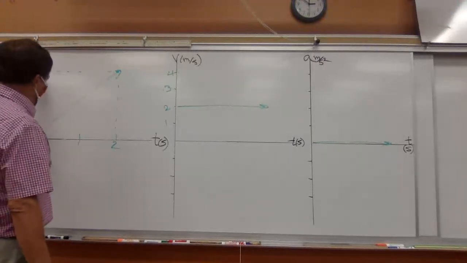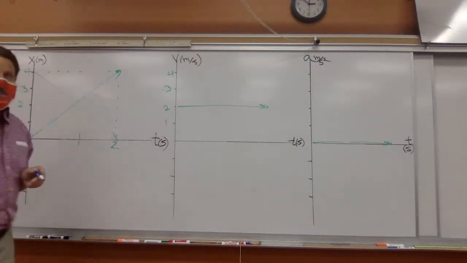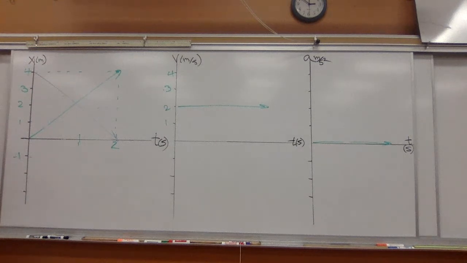Now, if we had a line like this, if we had a line like that, what would the velocity of this line be?